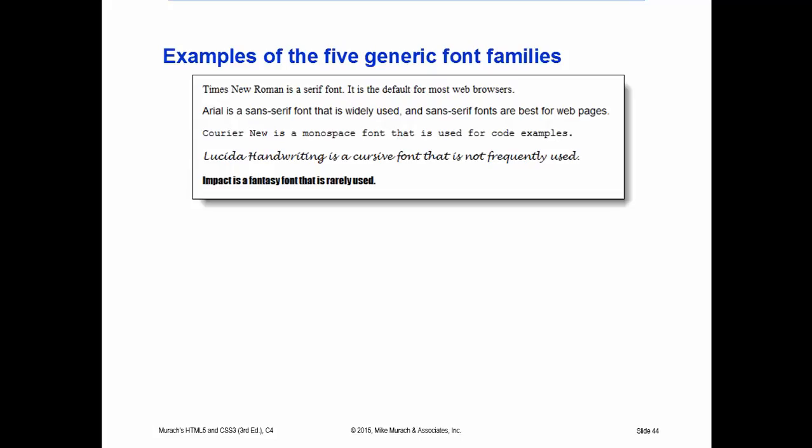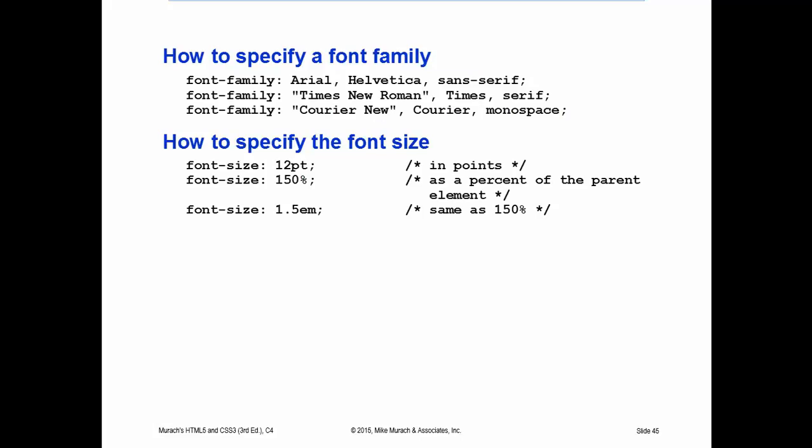So here are examples of each one. The top one is a serif font. The second one is a sans serif font. The third one is a monospace font. The fourth one is a cursive font. And the last one is a fantasy font. So typically when you specify this, you put it in as a font family.